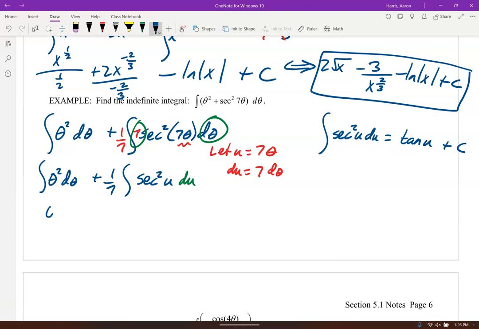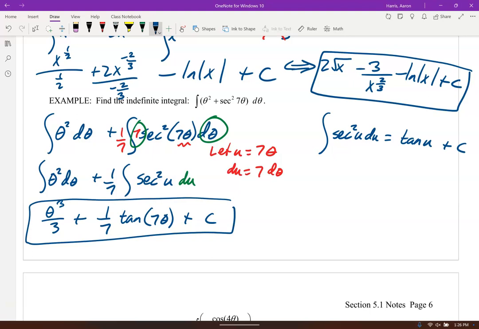And now let's run it. Theta to the 3rd over 3 plus 1/7. The integral of secant squared is just the tangent of u. U is 7 theta plus a constant. So we got theta to the 3rd over 3 plus 1/7 tangent of 7 theta plus a constant on that.